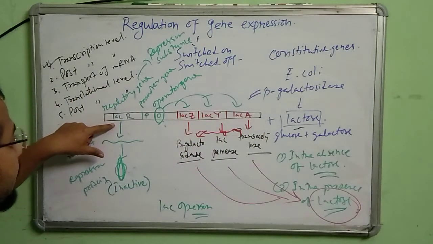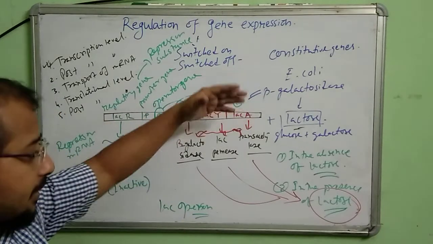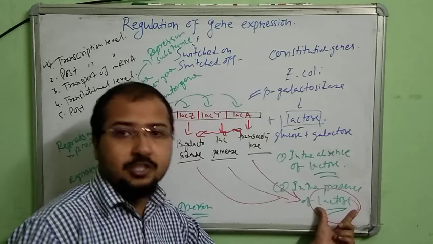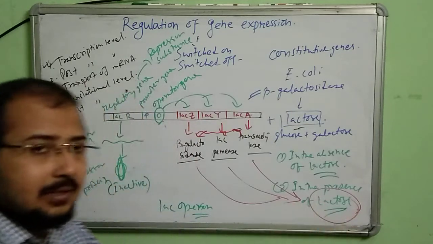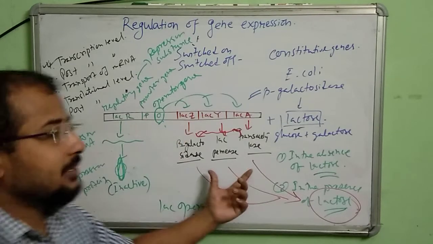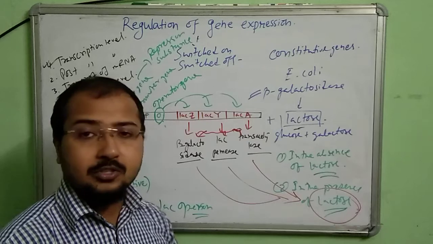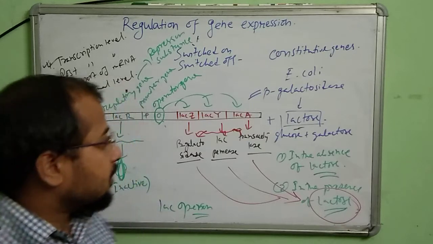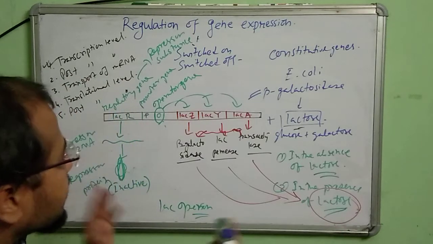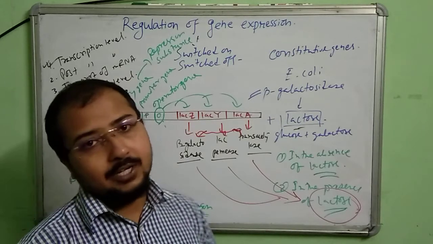And how they are being stopped? By this regulatory gene. This goes and binds here and stops this. But when lactose is present in the cell, they need to undergo the further process of producing this enzyme, and then it breaks down, the metabolism of lactose. So this is how the regulation of gene expression occurs in the prokaryotic cell.